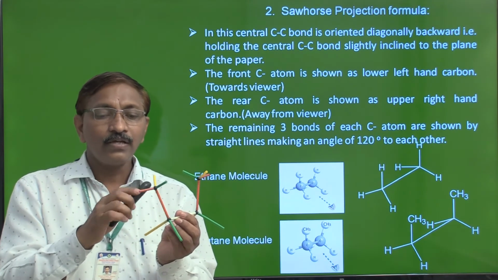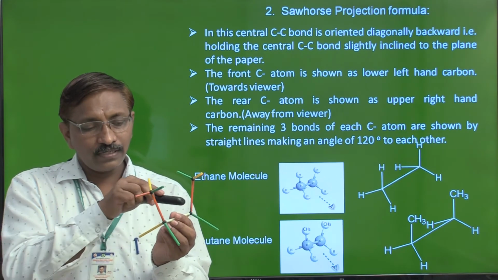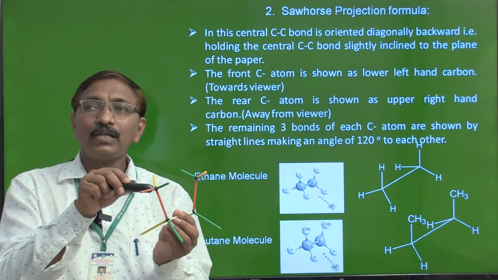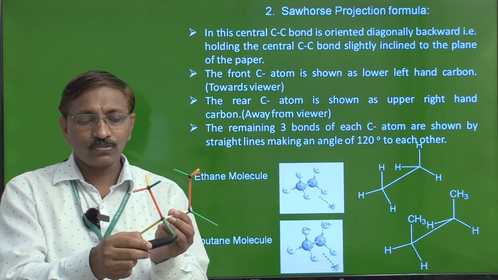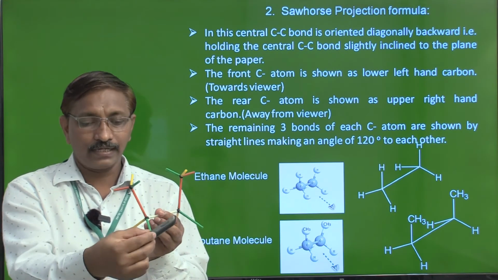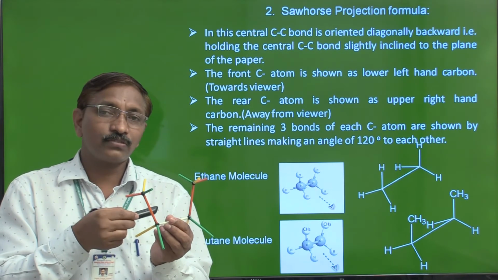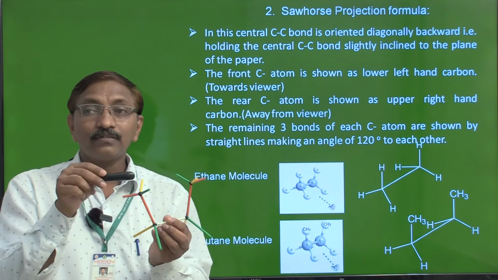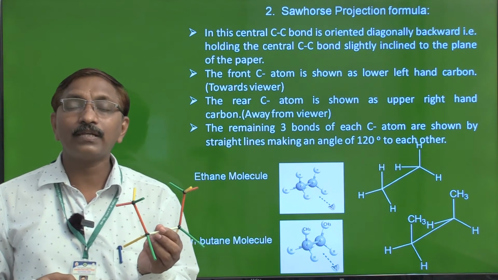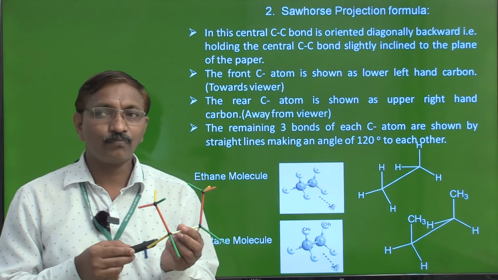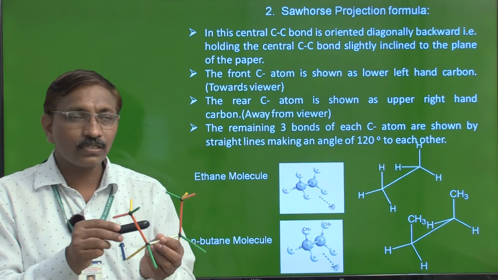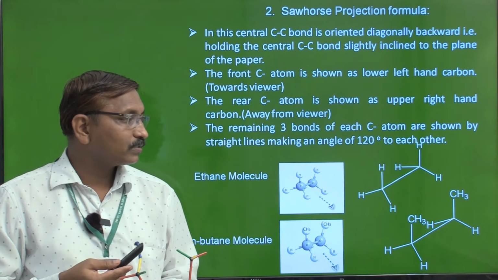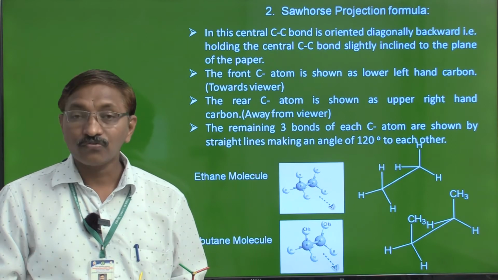So in n-butane, this is the diagonally backward bond, this is the front carbon atom, and this is the rear carbon atom. The front carbon atom has a methyl group which is in the plane, and these two hydrogen atoms are towards you, that is from the viewer side, and these two hydrogen atoms are away from you, behind the plane, while these two methyl groups are in the plane. So in this way, in the Sawhorse projection formula also, we can represent the three-dimensional molecule of butane in a simple way on paper and on board. This is the three-dimensional molecule, and on paper or on board we have represented it by a single line, and that looks like a sawhorse. So it is a Sawhorse projection formula.